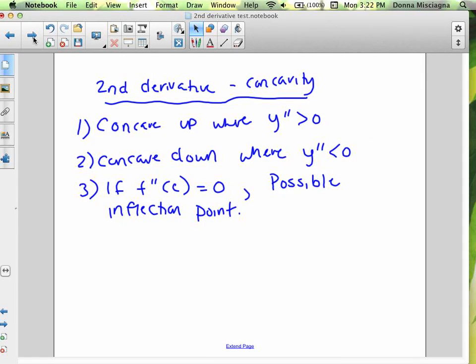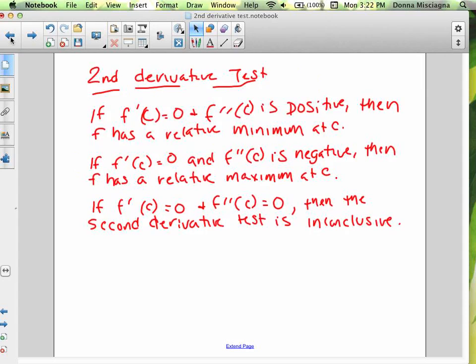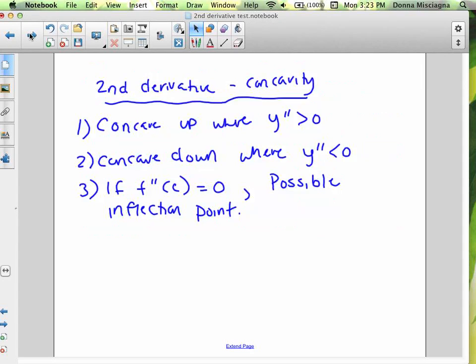So second derivative for concavity. So we have a second derivative test for extrema. This one was for extrema. And we have a second derivative test for concavity. It's concave up where y double prime or f double prime of x is greater than 0. Concave down where y double prime or f double prime of x is less than 0. If f double prime of c equals 0, it's a possible inflection point.